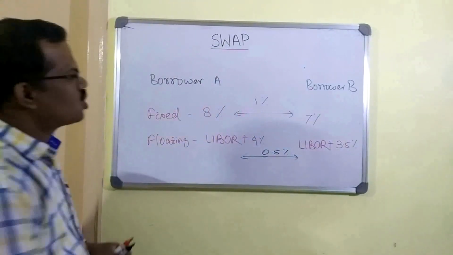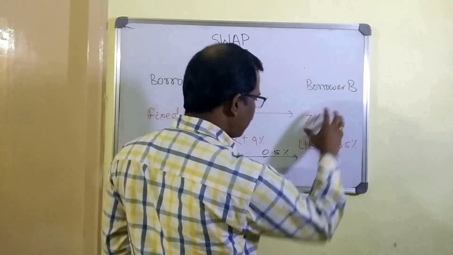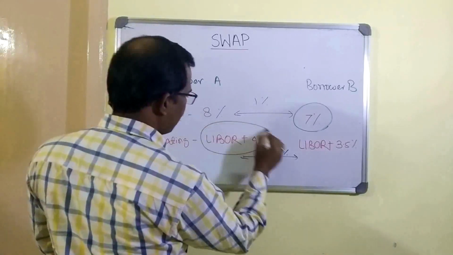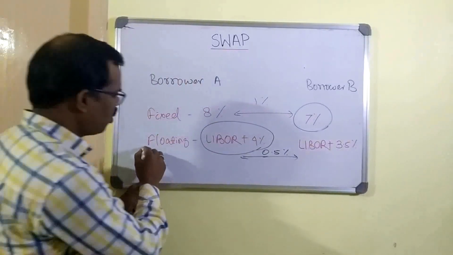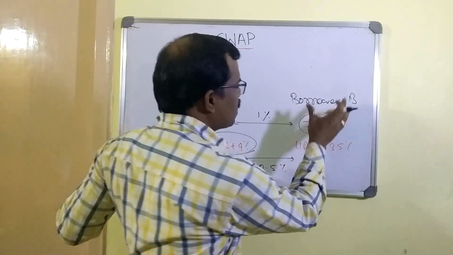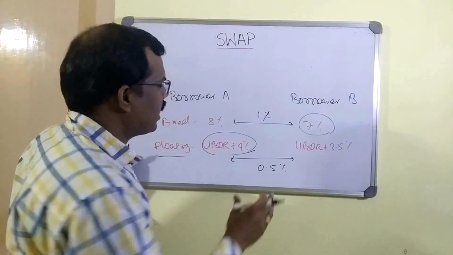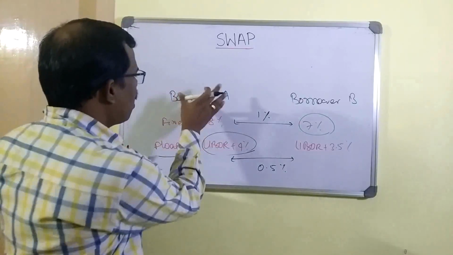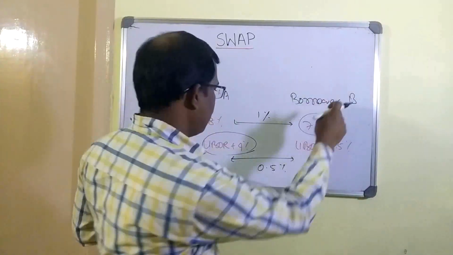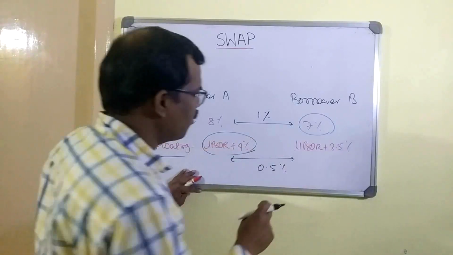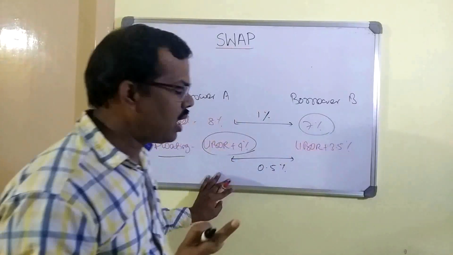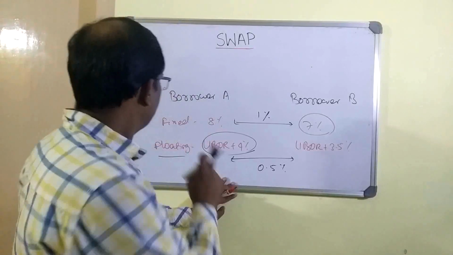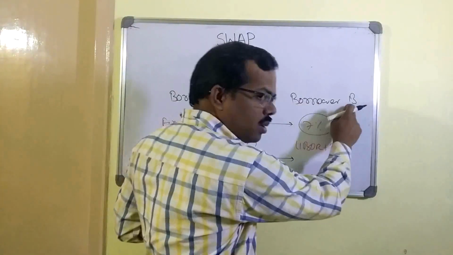True? So borrower B has an obvious advantage in borrowing at the fixed rate of interest, whereas borrower A has the advantage of borrowing at LIBOR plus 4%, that is, at the floating rate of interest. Because if borrower B borrows at a fixed rate of interest, it is getting 1% less interest rate than borrower A. If borrower B borrows at a floating rate of interest, then it is only getting a 0.5% advantage. So the relative advantage is higher on the fixed loan for borrower B.